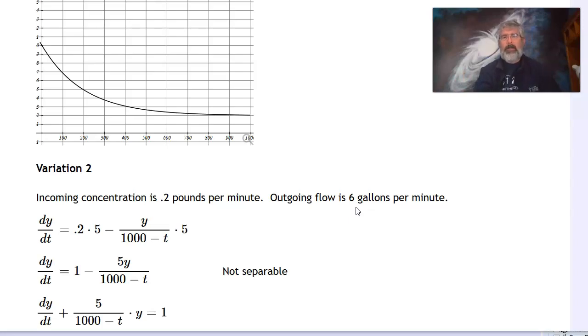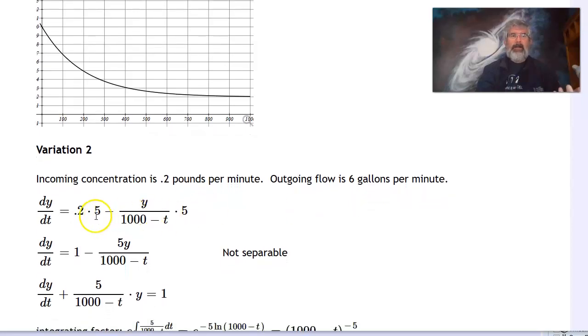So let's take a look at how this differential equation looks. Again, Y is the number of pounds of pollutant in the tank. The rate of change in Y with respect to time, dy/dt in pounds per minute, is the rate coming in, pounds per gallon times gallons per minute. So 0.2 pounds per gallon, 5 gallons per minute, that's what's coming in, minus the concentration going out times the rate going out.